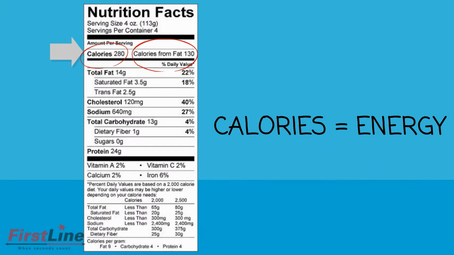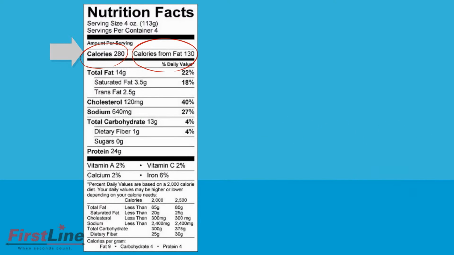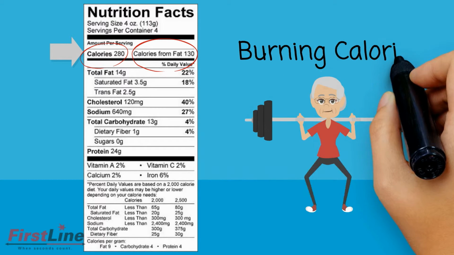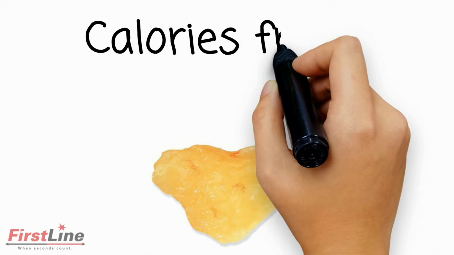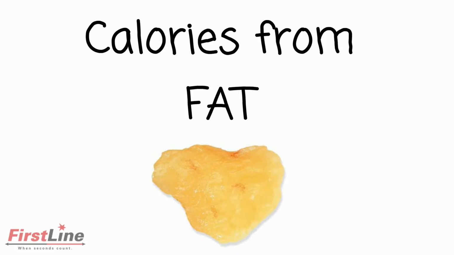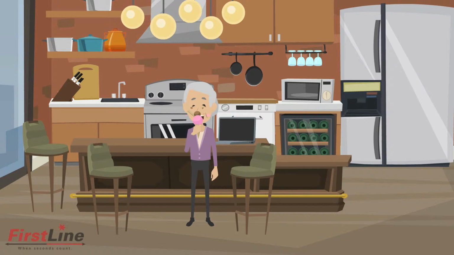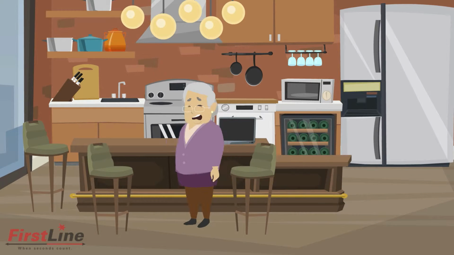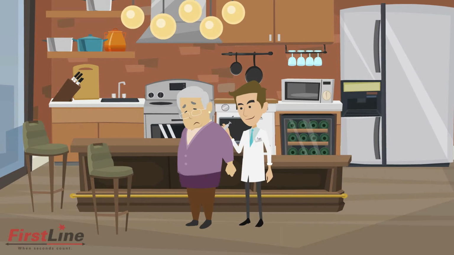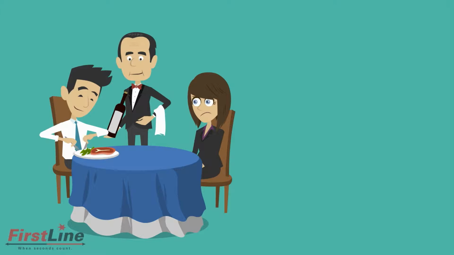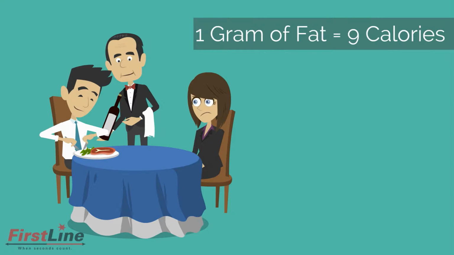A calorie is simply a unit of energy. When we exercise, we burn off this energy, thus we say we are burning calories. Calories from fat are exactly that, calories that are from the fat in the food item. Excess fat can result in obesity, cardiovascular diseases, diabetes, and many other conditions. 1 gram of fat produces 9 calories.